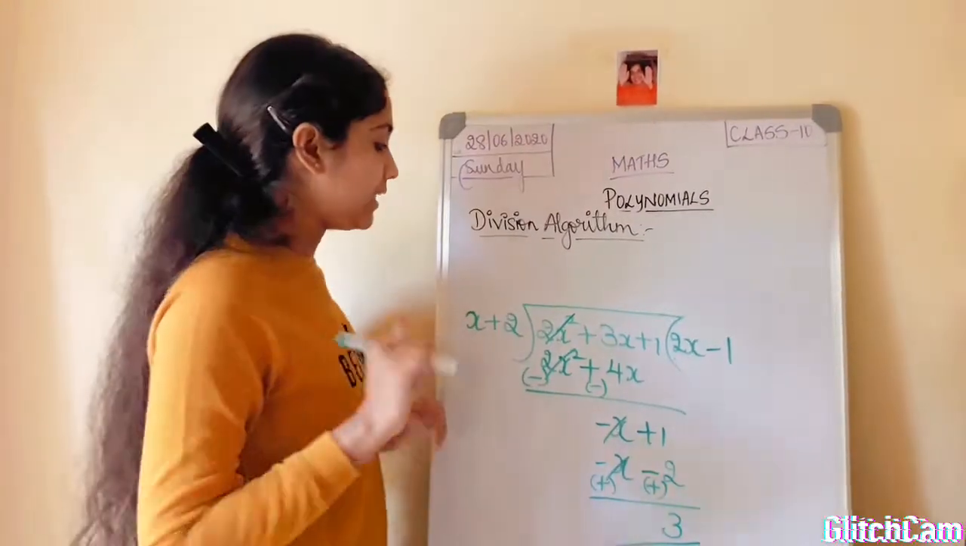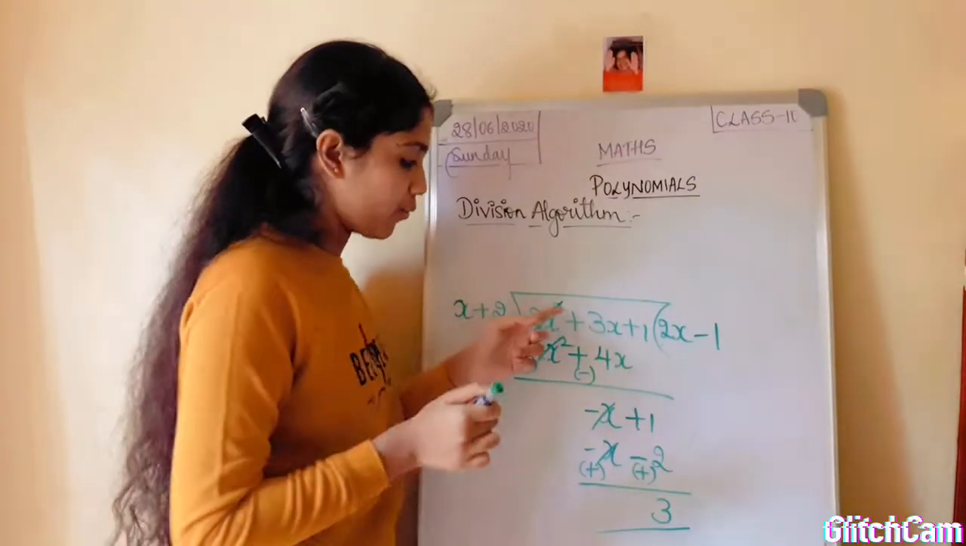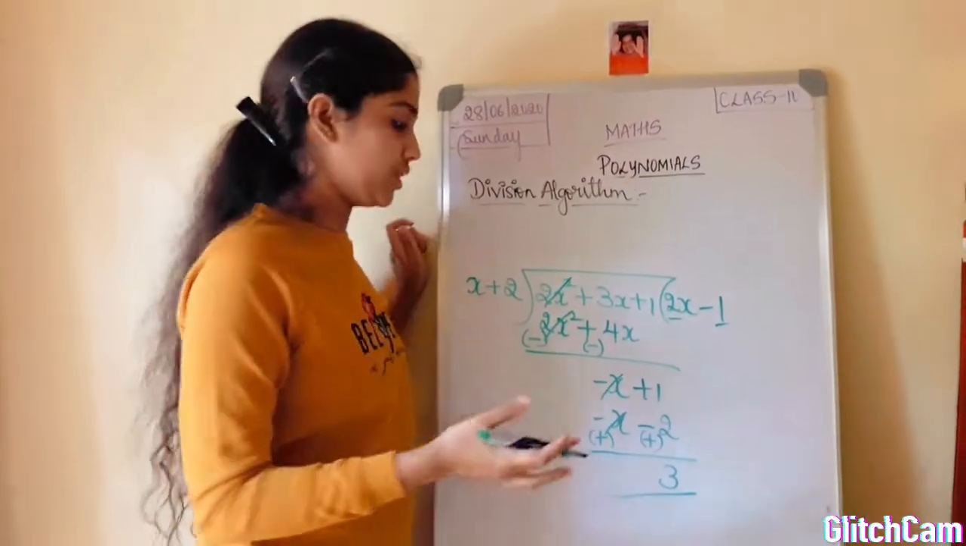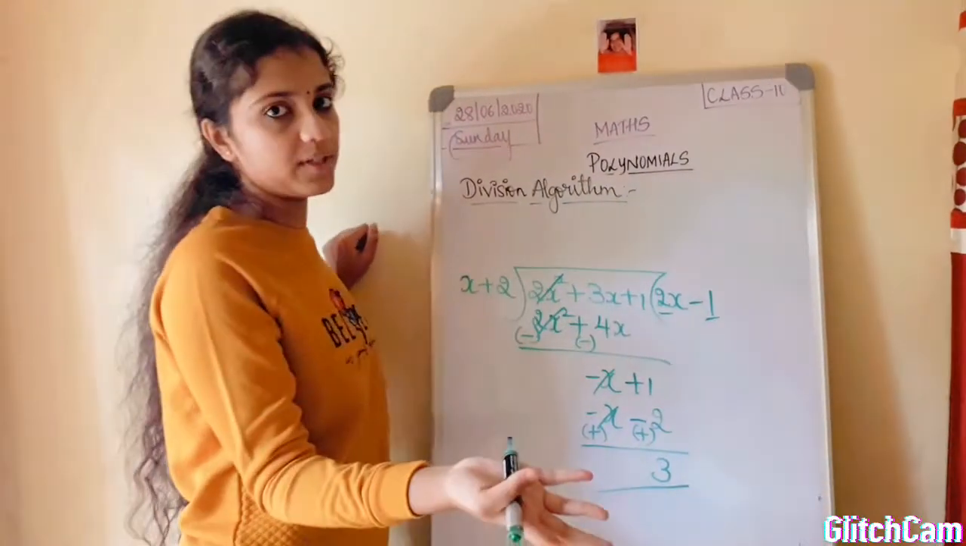Now observe, another trick is that if you have 2x square, here you have square, that is 2, therefore you have 2 terms in your quotient. If you had 3, you would have 3 terms in your quotient. If you have 4, you would have 4 terms in your quotient.